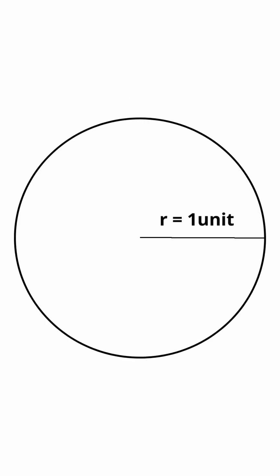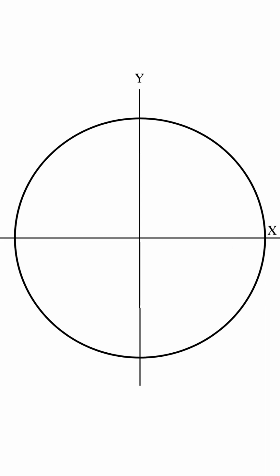So first of all, we have to draw the unit circle, which consists of a circle whose radius is equal to 1 unit. And then we have to draw the x and y axes. After we finish drawing the axes, we are going to draw a right triangle, whose angle we are calling alpha.